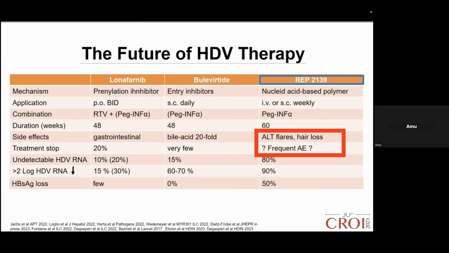Importantly, none of the patients that were included in the REP2139 trial had cirrhosis. And so aminotransferase flares are going to need further investigation if the treatment is extended to those with advanced fibrosis. Also, the molecular mechanisms underlying REP2139 are unclear, and it is unclear, again, if the accumulation of subviral particles in hepatocytes may result in liver damage and increased risk of hepatocellular carcinoma.